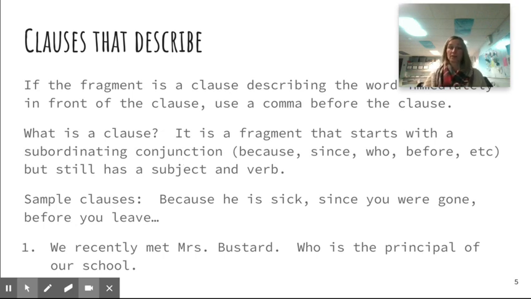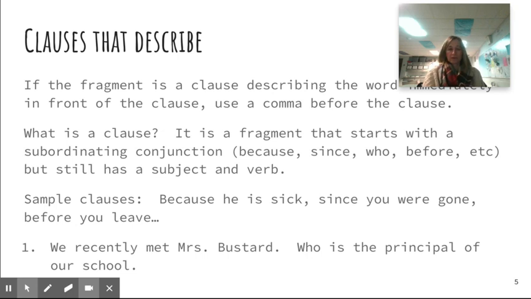It is a fragment that starts with a subordinating conjunction. I have a list of subordinating conjunctions. I'm not going to give those to you right now. I don't want to overwhelm you. But it still has a subject and verb. But once you put that subordinating conjunction, or red flag word, at the beginning of that sentence, it now creates this fragment. So just a couple samples. Because he is sick. That is a clause. If I took because off, I could say he is sick and it's a complete sentence. Since you were gone, or before you leave. Okay, so those are all considered clauses because they start with a red flag word and have a subject and a verb.